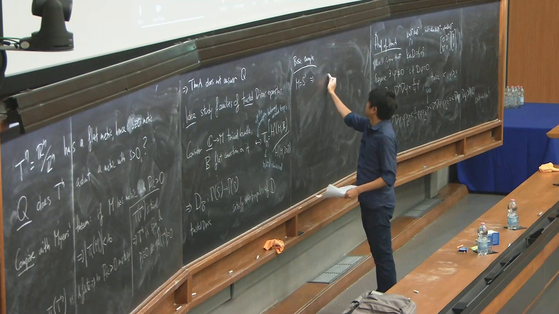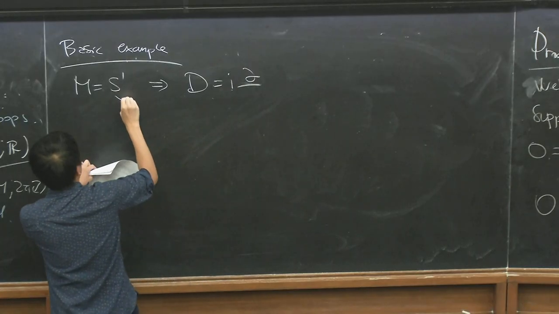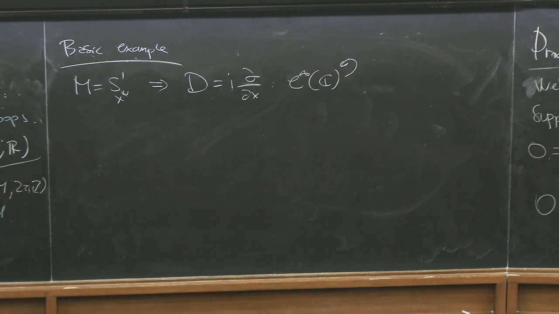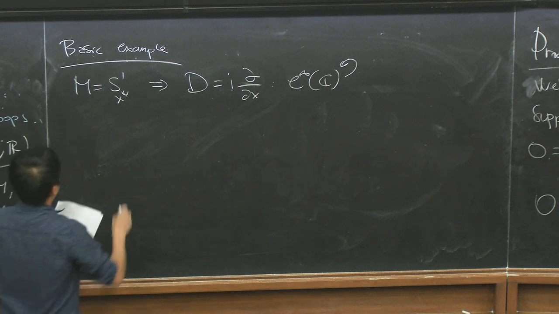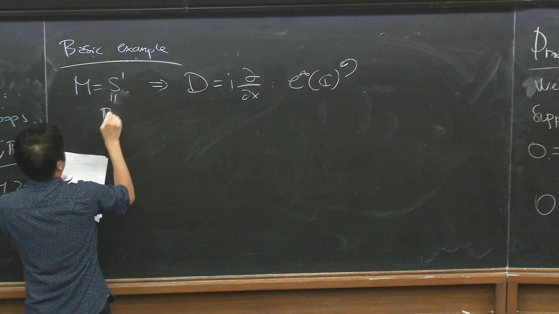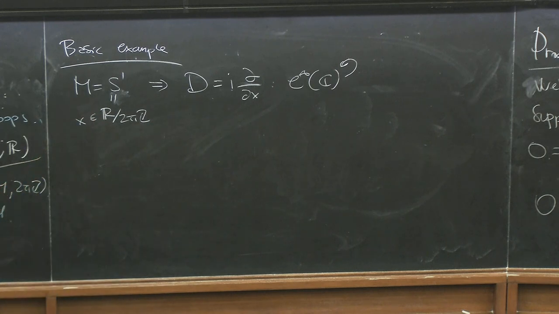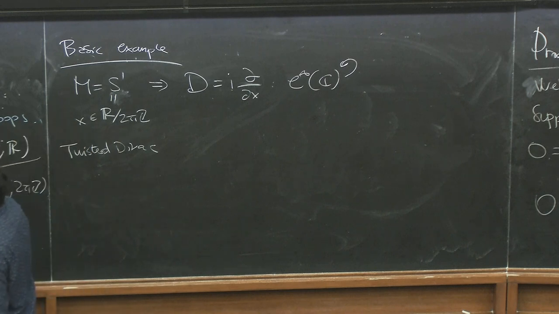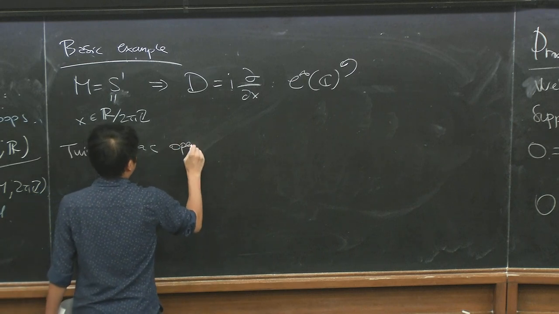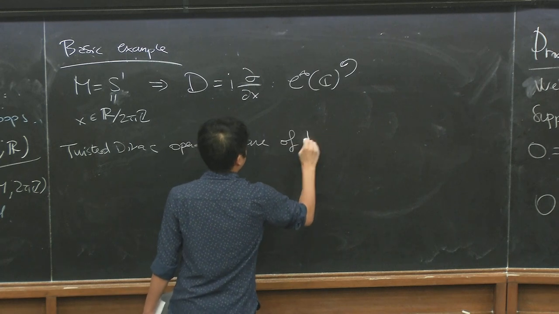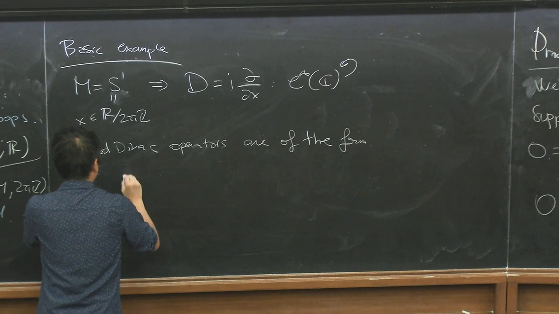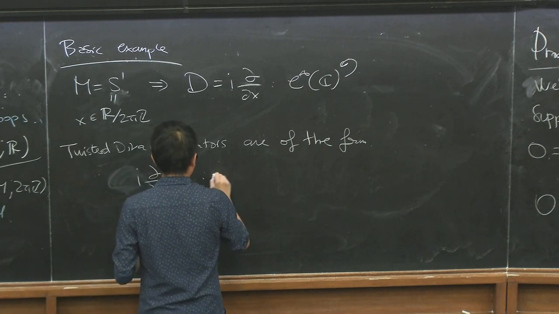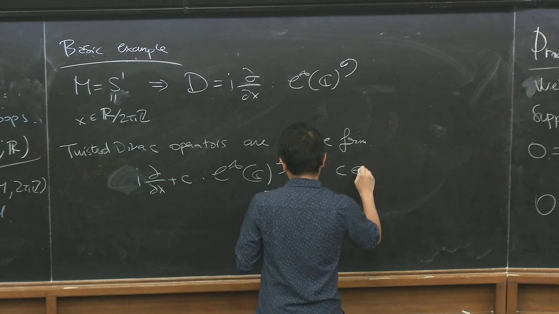So M equals S1. If you remember, the Dirac operator was very simple. This was i d/dx, where x is the coordinate, from complex-valued functions to itself. These twisted Dirac operators are not much more complicated. I think of M as R mod 2 pi Z, and I pick an x here. All connections on S1 are flat, so up to equivalence they have the form i d/dx plus c, for c a constant, acting on C infinity functions, and you need to pick c a real number.